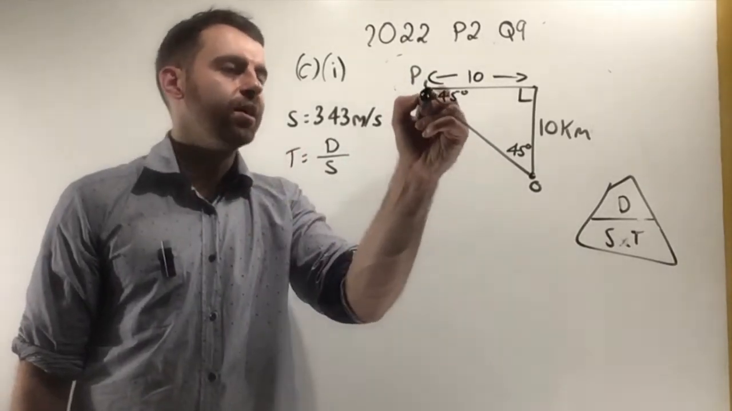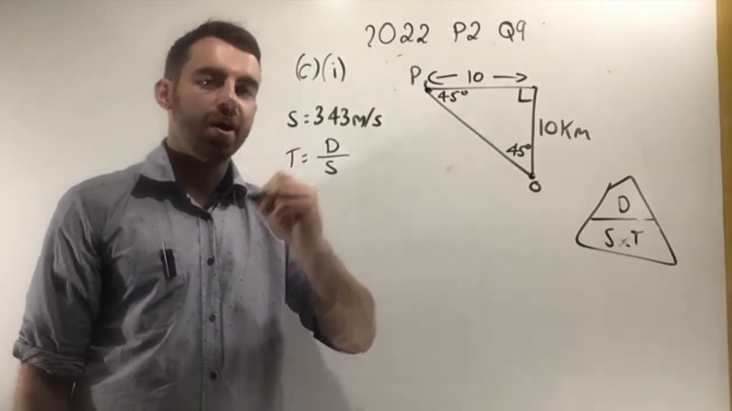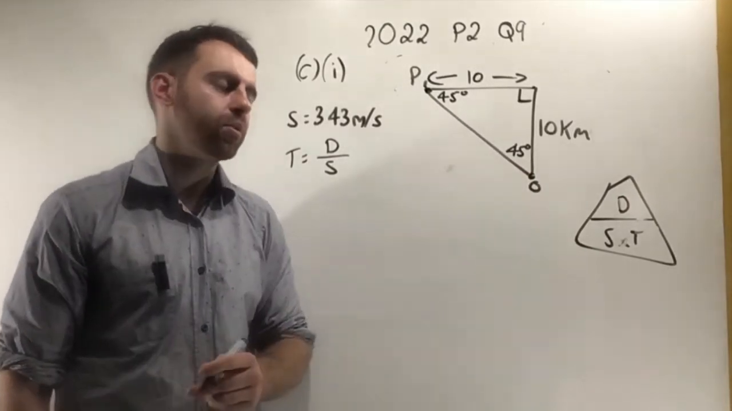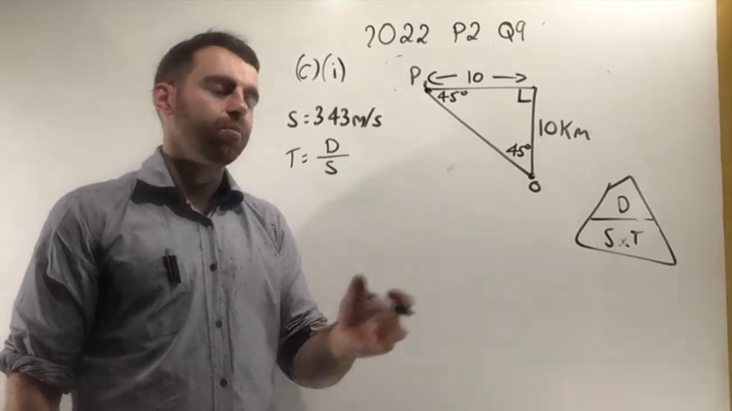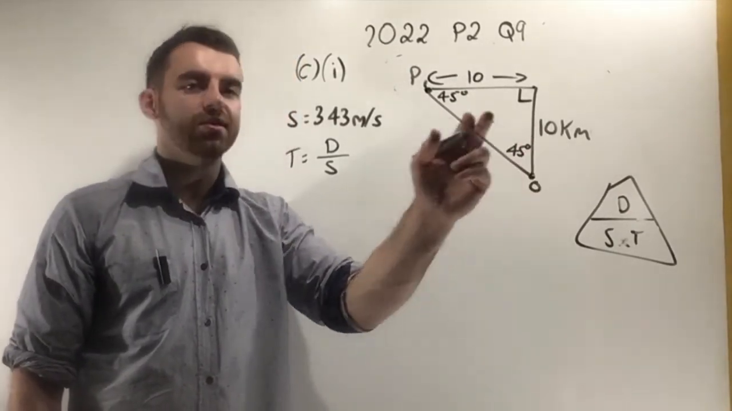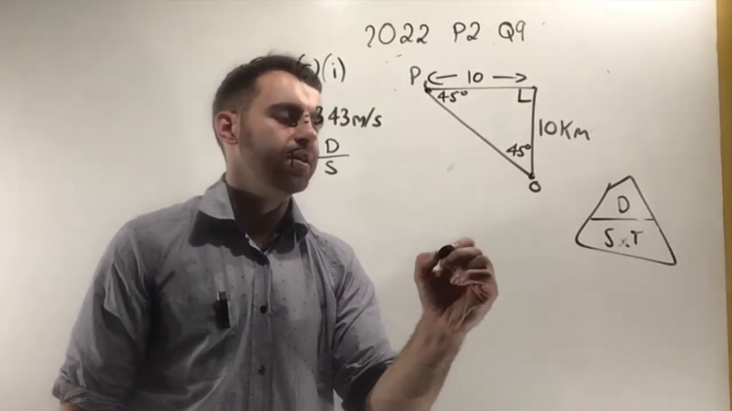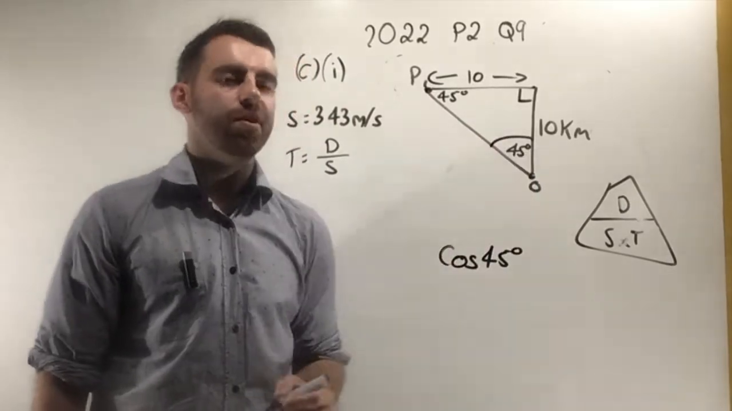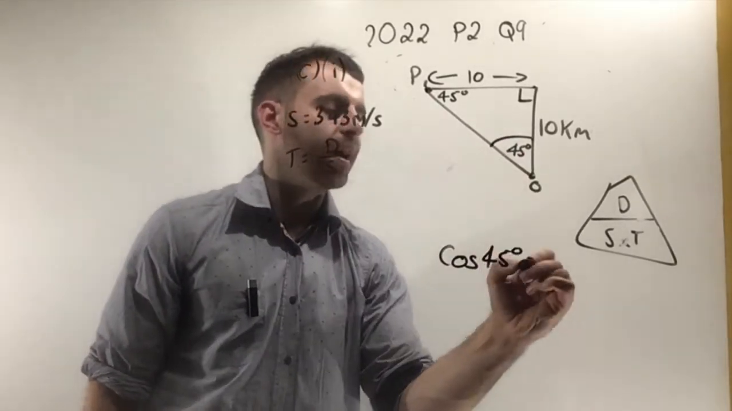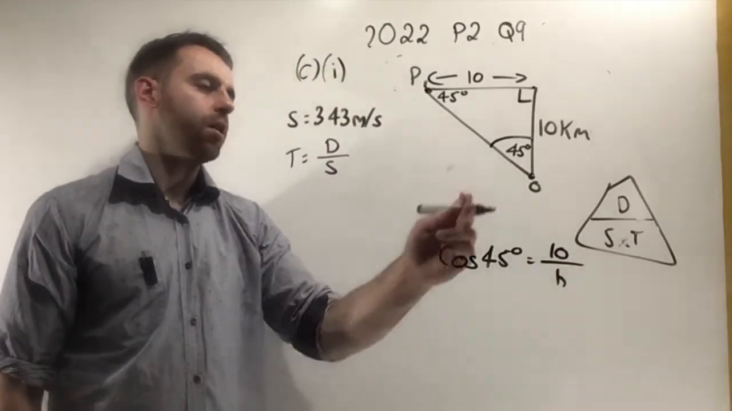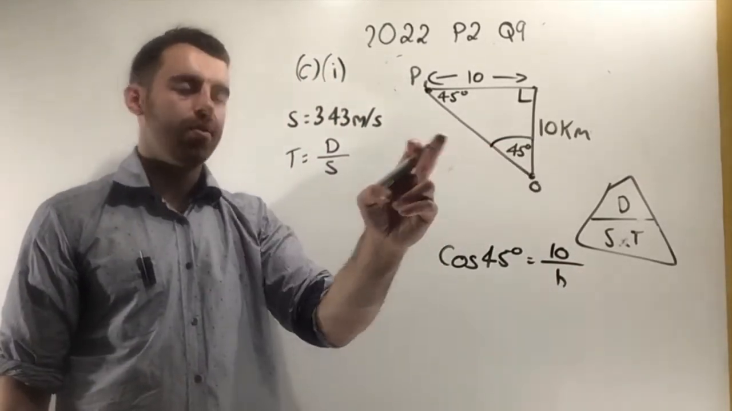In other words, I need to find the hypotenuse of this right angle triangle. You could use Pythagoras' theorem here to work it out, but I'm going to use cos. I know the cos of an angle is adjacent over hypotenuse. And in this case, I could say the cos of 45 degrees, if I was taking this as my 45, well, adjacent to that is 10, and the hypotenuse is the thing that I'm looking for.